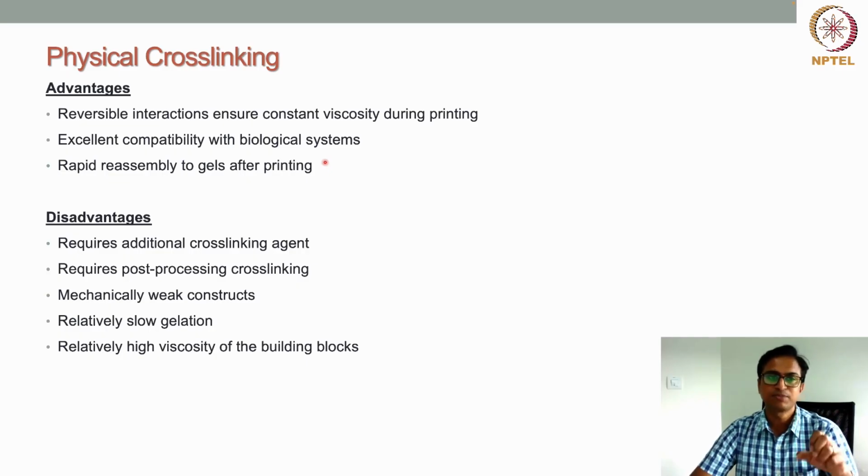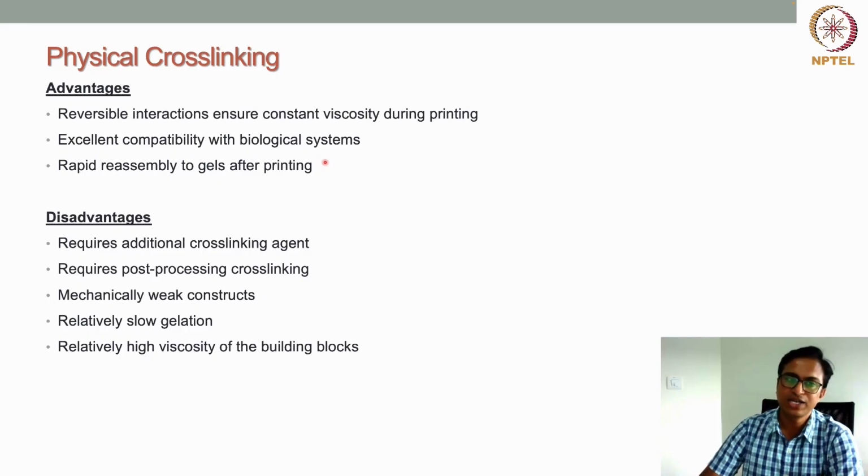Other than this, shear-induced gelation is also another mechanism. When we apply a high shear rate, the viscosity of the material comes down, so the material flows. But when the shear force is removed, the material goes back and the viscosity becomes very high, right? So that kind of shear-induced thinning can also be very well used for physical cross-linking, and that's why they have a lot of advantages for bioprinting.